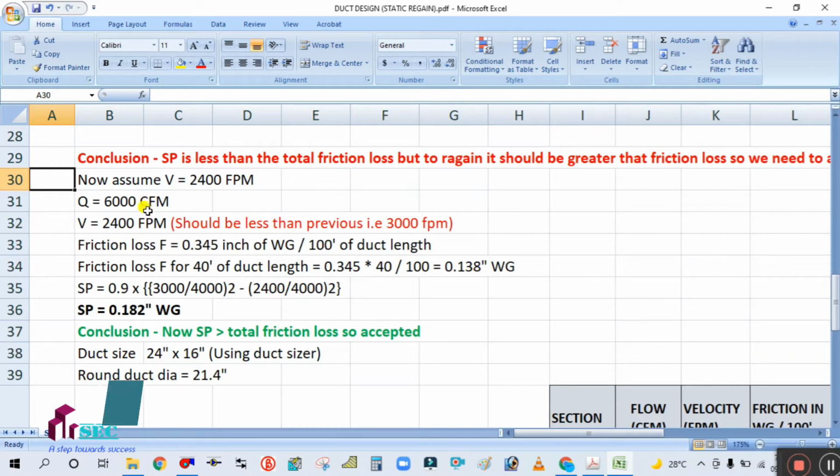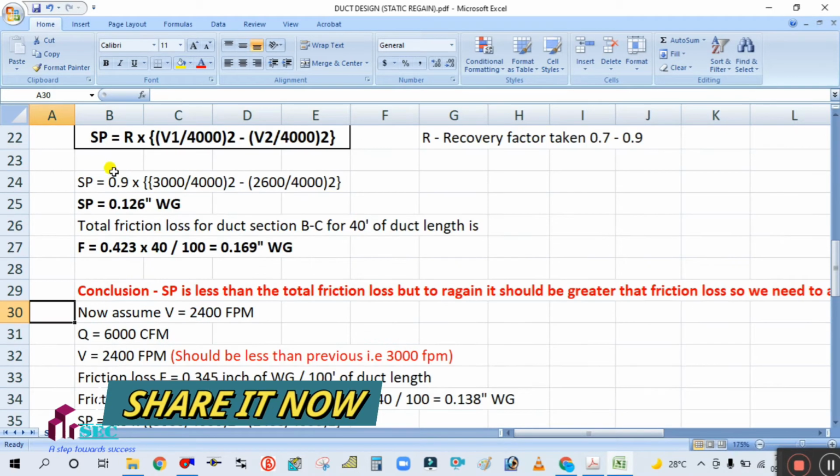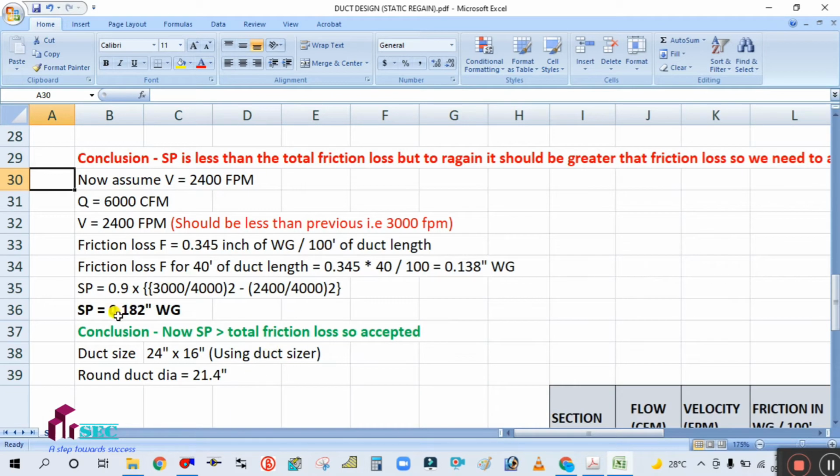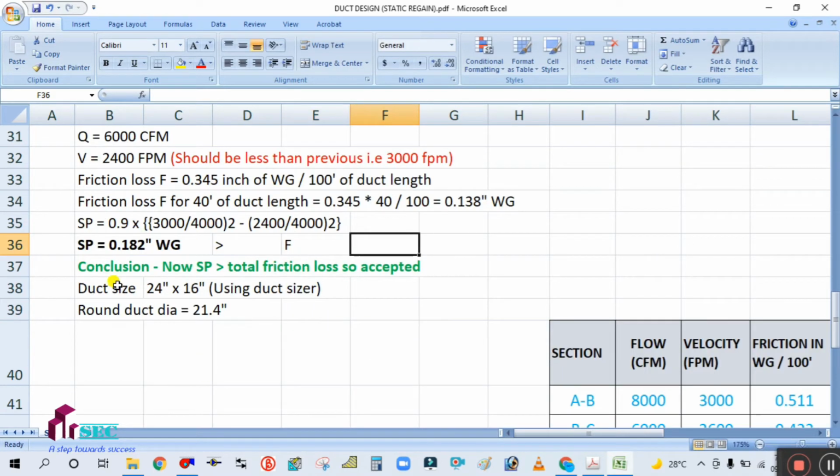Again, put this value in this formula: 0.9 times (3000 over 4000) squared minus 2400. I am changing only the velocity V2, and I am getting 0.182. Now we have to compare this static pressure and this friction loss. The friction loss is 0.138 and this is 0.182. So the static pressure is now greater than the friction loss. That means this is accepted.